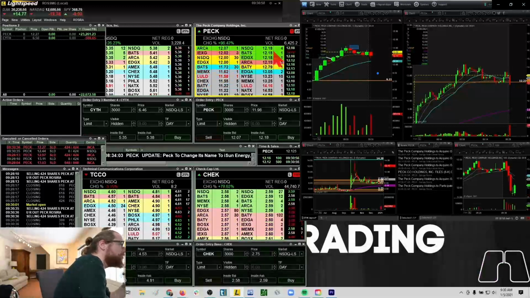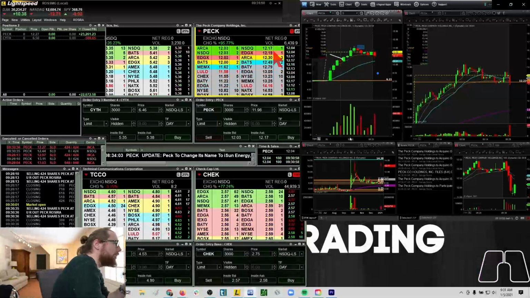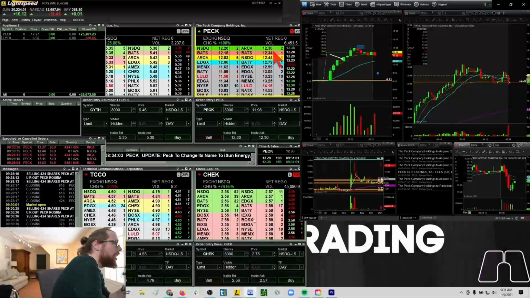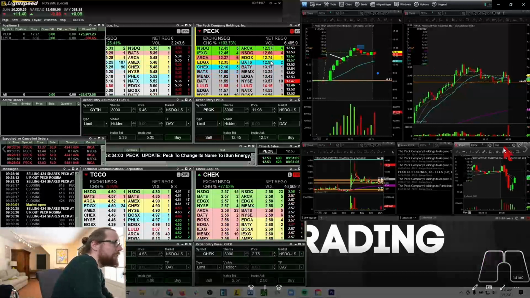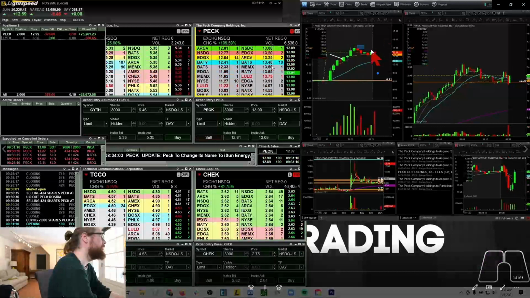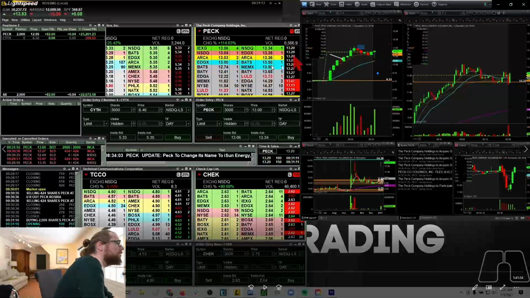Back over 12, break back over the whole dollar there. That's strong. Now up to 12.57, nice. Our high of day is a little over 13. There we go, 13. So I add there at 12.99. Halt going up is 13.73.